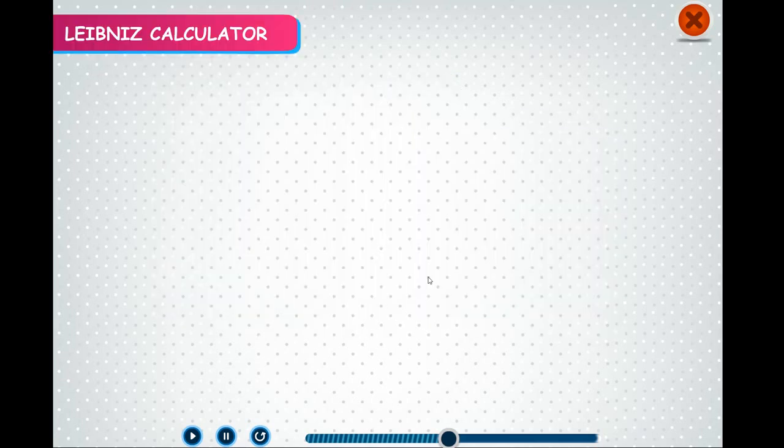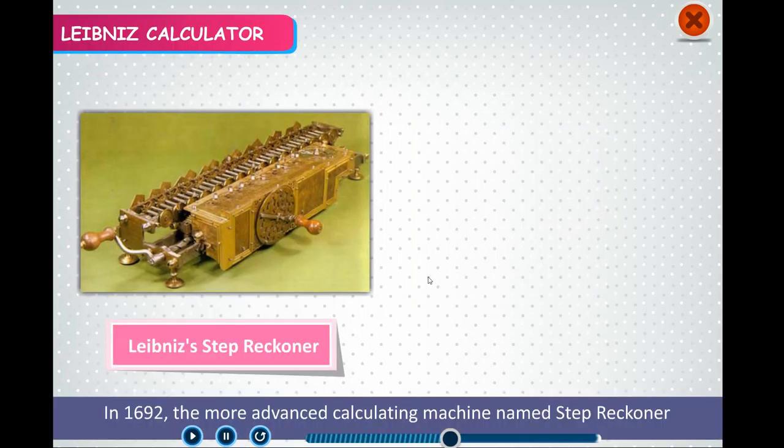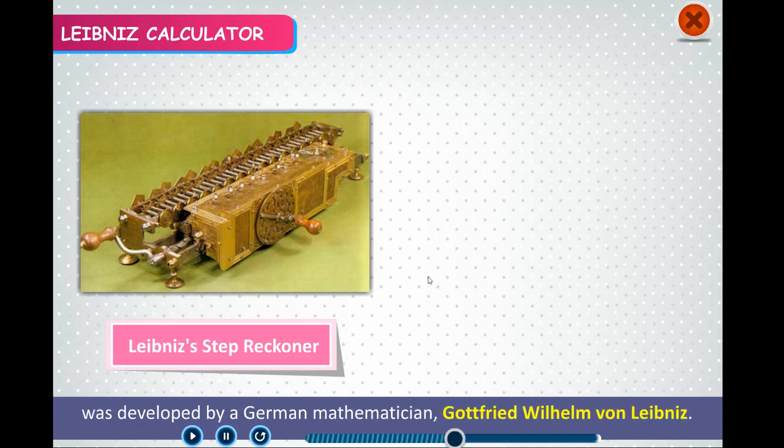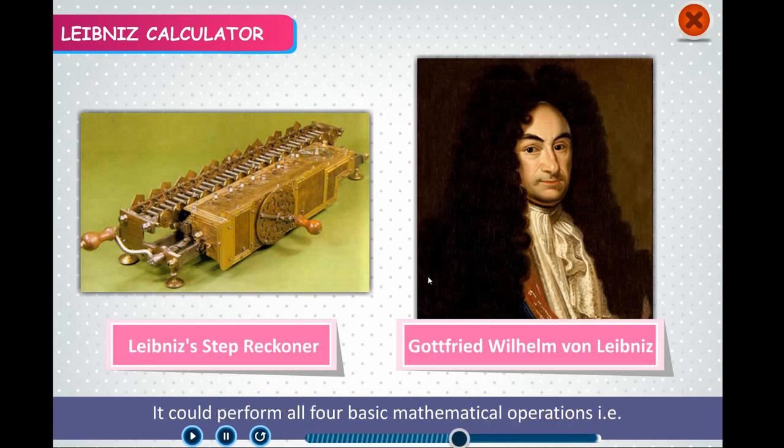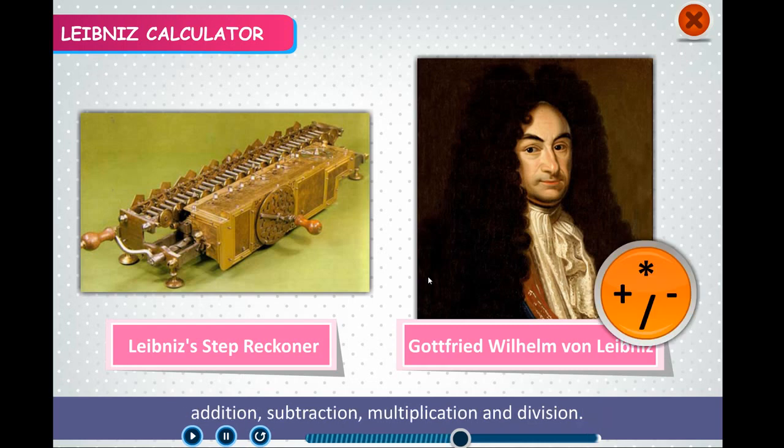Leibniz calculator. In 1692, the more advanced calculating machine named Step Reckoner was developed by a German mathematician, Gottfried Wilhelm von Leibniz. It would perform all four basic mathematical operations, that is addition, subtraction, multiplication and division.